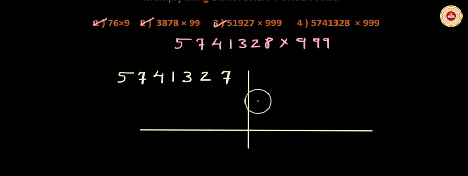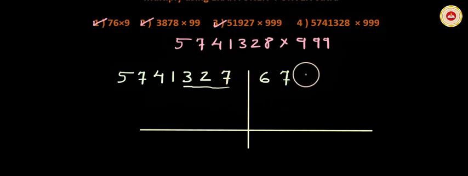Now, the next step is to count the number of nines in the multiplier. How many nines are there? 1, 2, 3. 3 nines. So, mark 3 digits from right to left in the left part. Now subtract these 3 marked digits from 9 and write the answer in the right part. 9 minus 3, 6. 9 minus 2, 7. And 9 minus 7, 2. This is the right part. Correct?